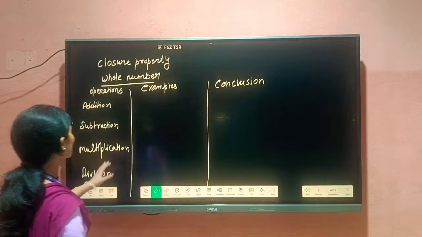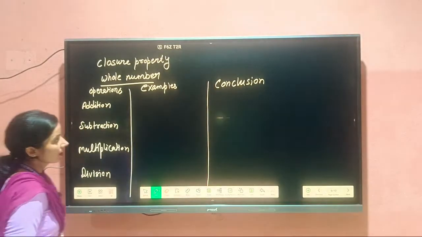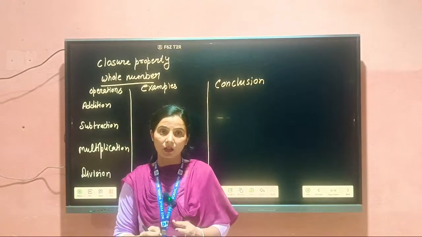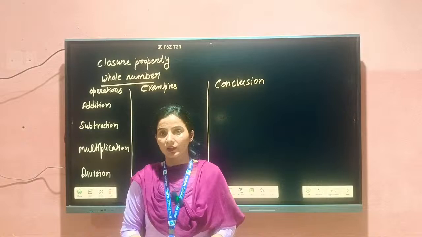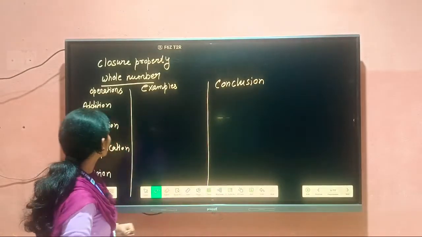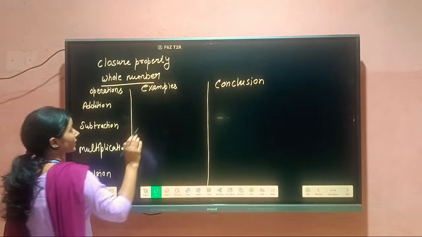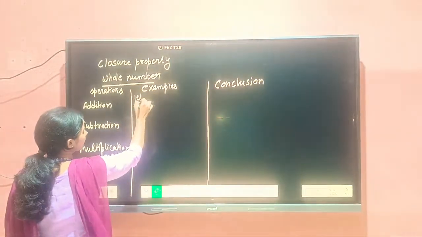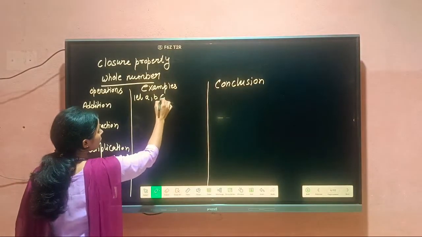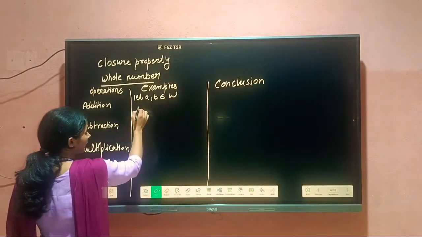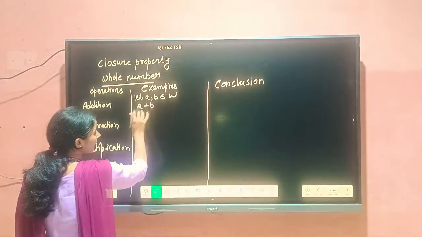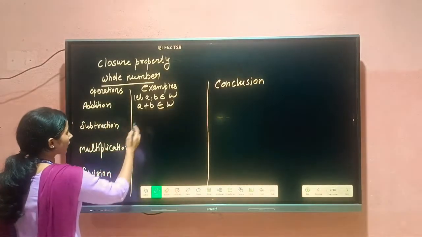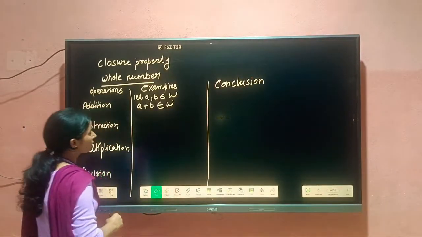Okay, see what is closure property for whole numbers. Suppose I take two whole numbers. If I add them, then again my answer should belong to whole numbers. This is closure property under addition. Consider two numbers from whole numbers. Let A and B belong to whole numbers. Then according to closure property, if I add these two numbers, then again my answer should belong to whole numbers. Let us check it by a particular example.